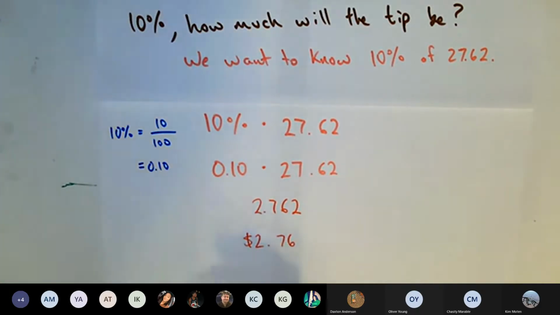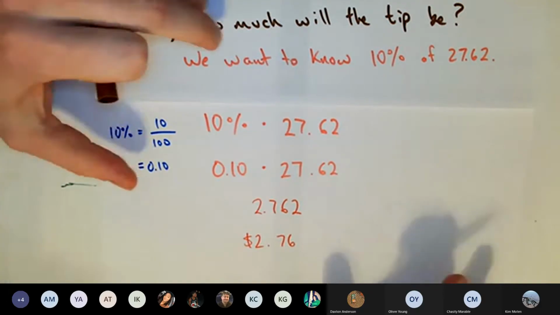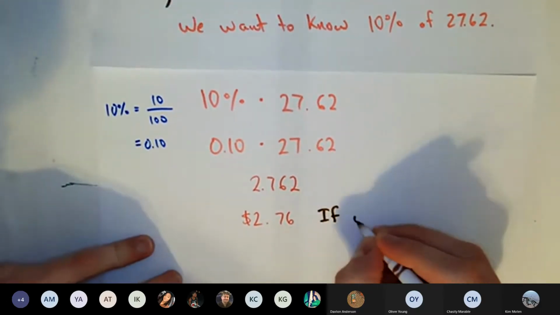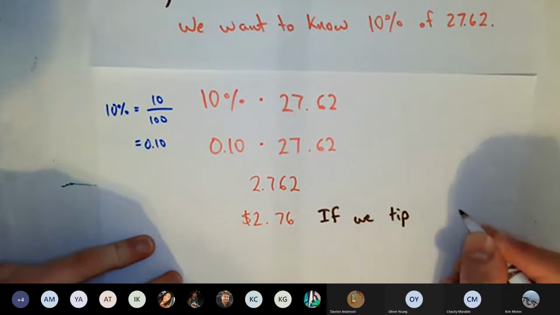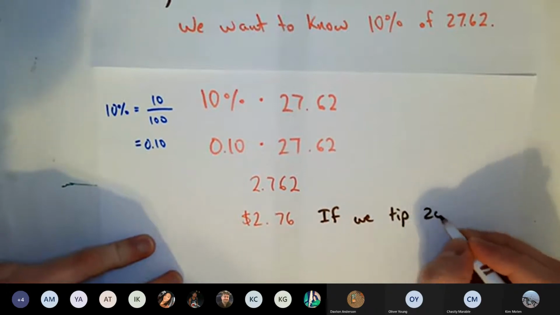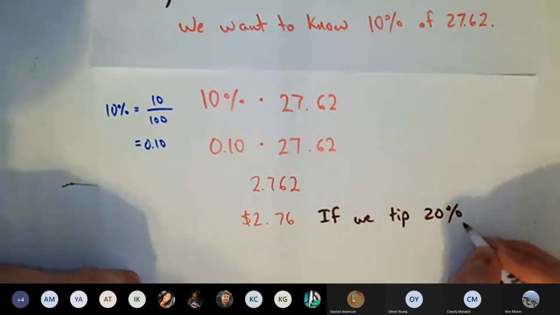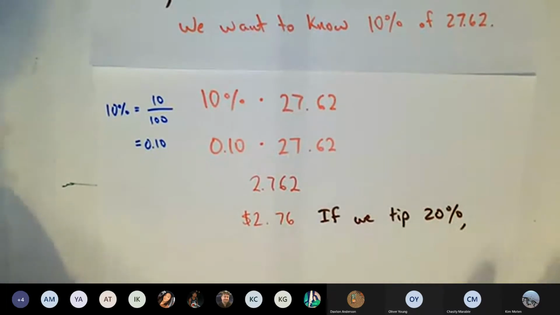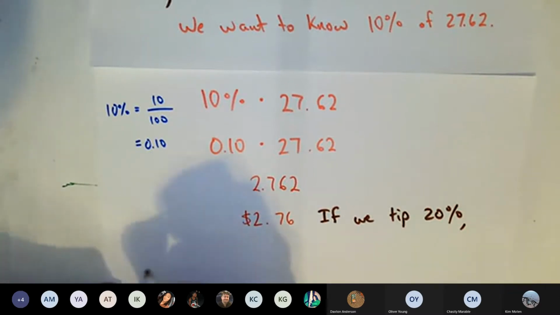Okay, what if we wanted to know, so now if we tip 20%, which is more of an acceptable rate, especially here in America where servers are literally paid like $2 an hour, right? So if we tip 20%, how much will the tip be?